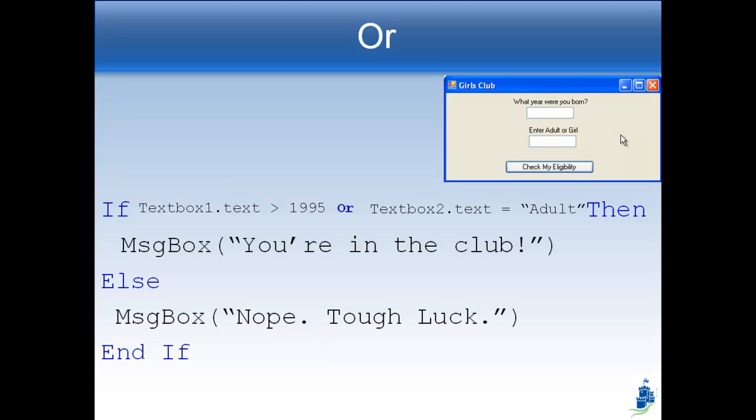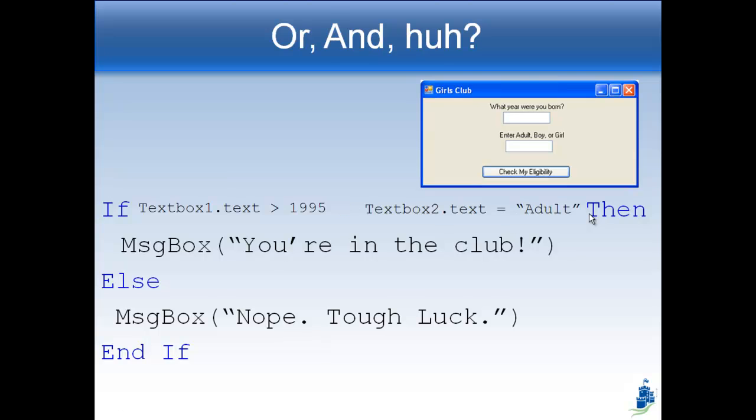Easy, right? So even if an adult is born in 1960, okay, 1960 is less than 1995, but since they're saying that they're an adult and this is an or, just this is true, and so the overall thing is true. Or doesn't require both of them, just one of them. All right, now this gets a little confusing. What if we wanted it to say, okay, what year were you born? That's the same thing. We need to have them born after 95. And what if the user can enter adult, boy, or girl?